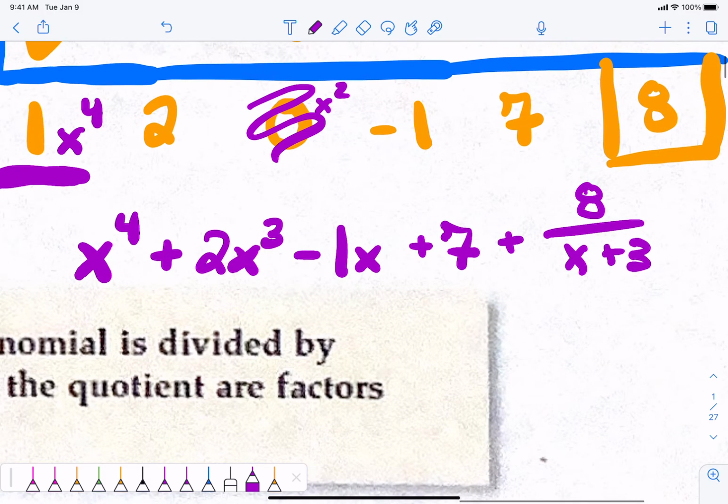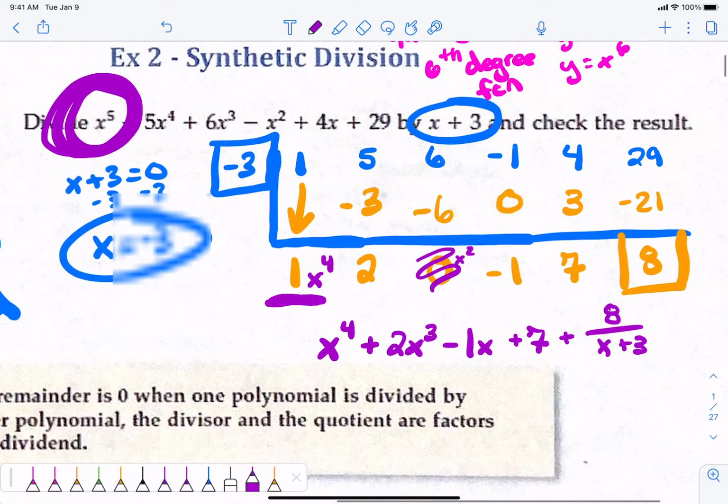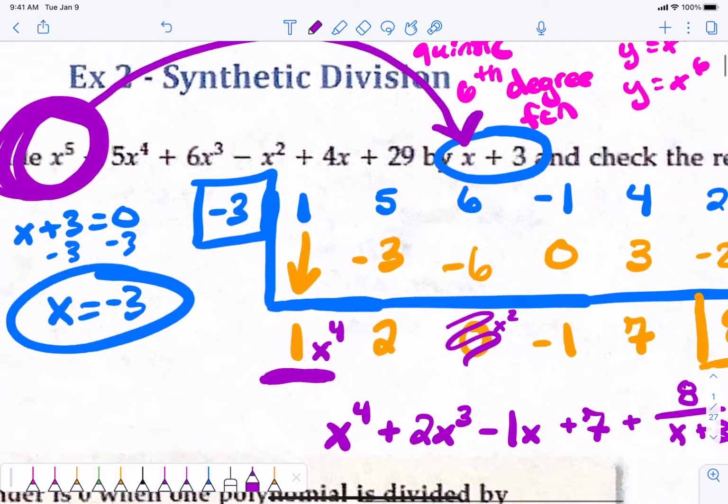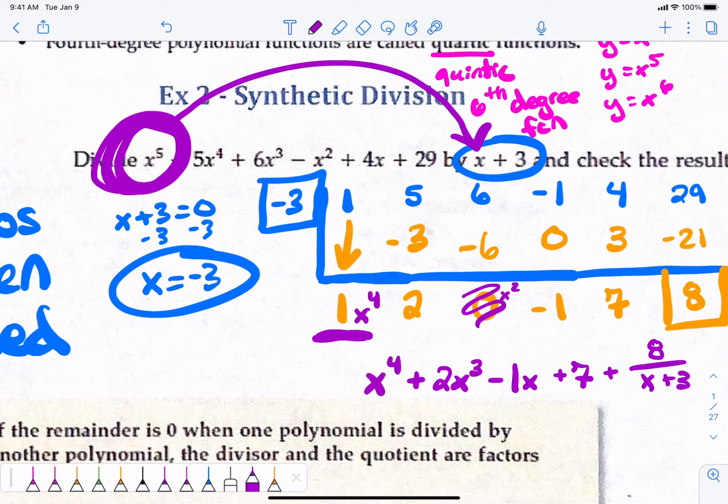Okay? So that 0x squared was not in there, you don't have to put the 0x in there. Because we are dividing, we're taking x to the 5th and we're dividing by an x, right? That's why we should start out with x to the 4th. Does that make sense? X to the 5th divided by x to the 1st power is x to the 4th. That's why we start with x to the 4th going down. Does that make sense?